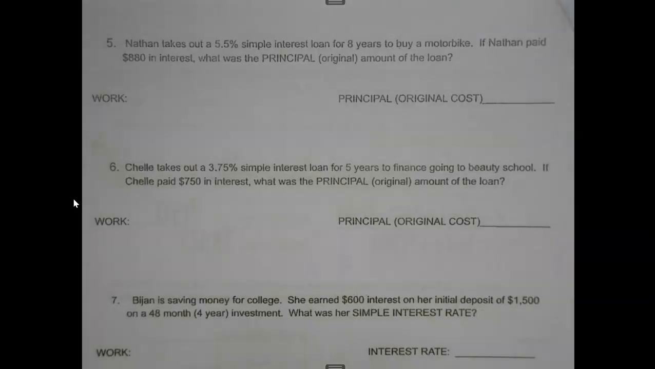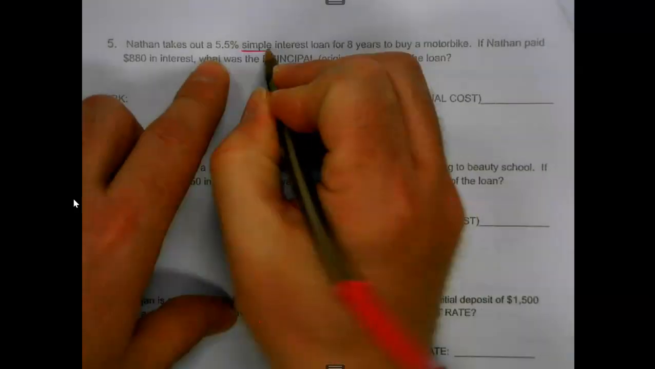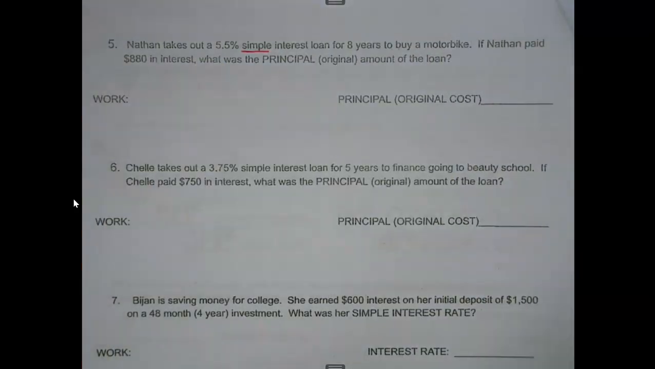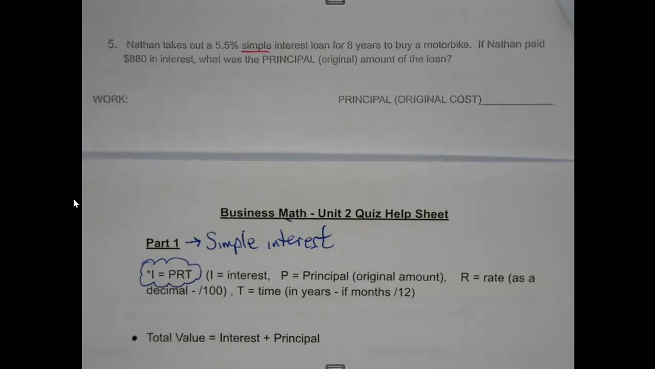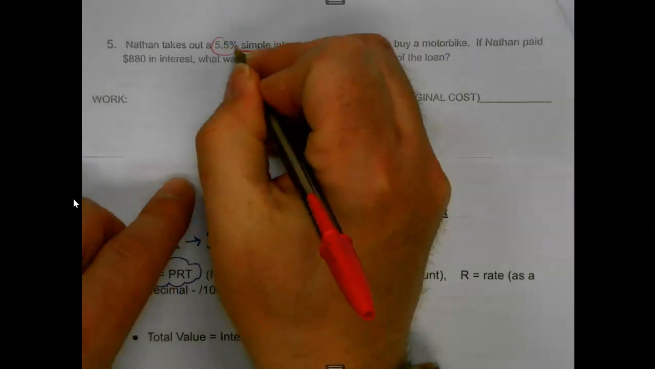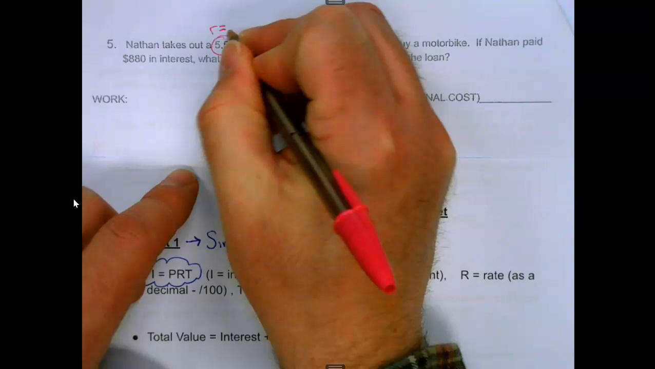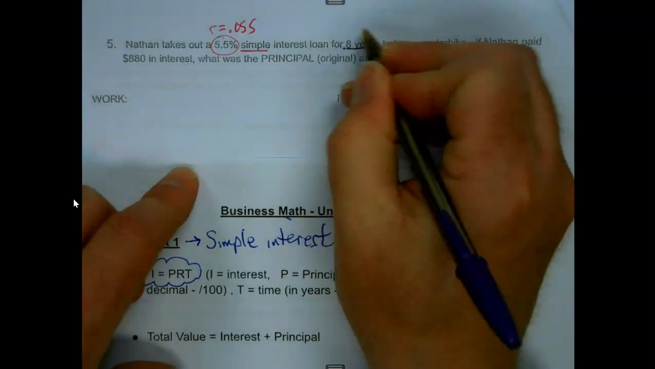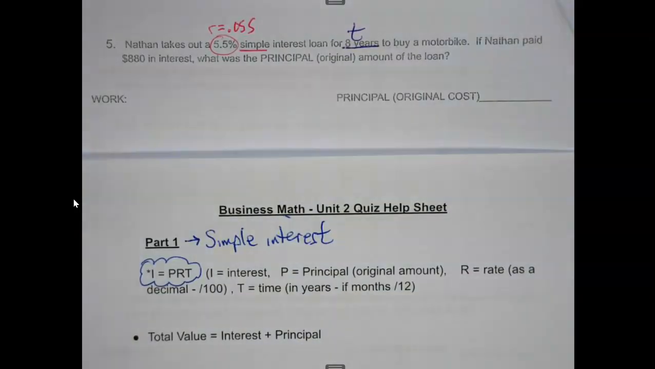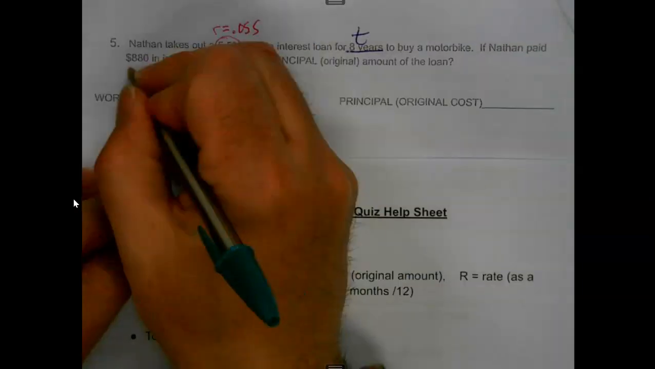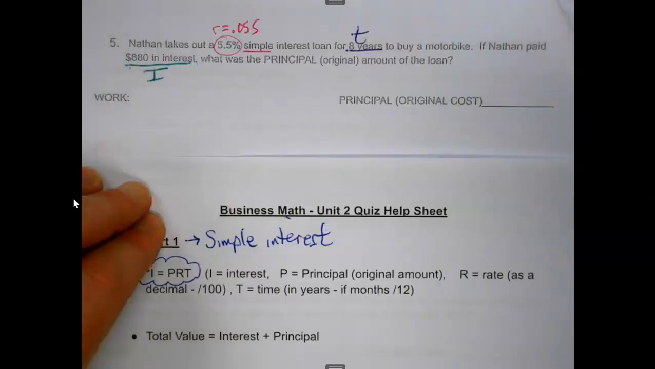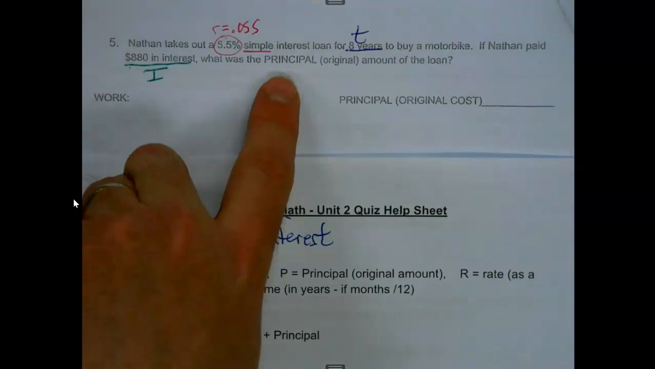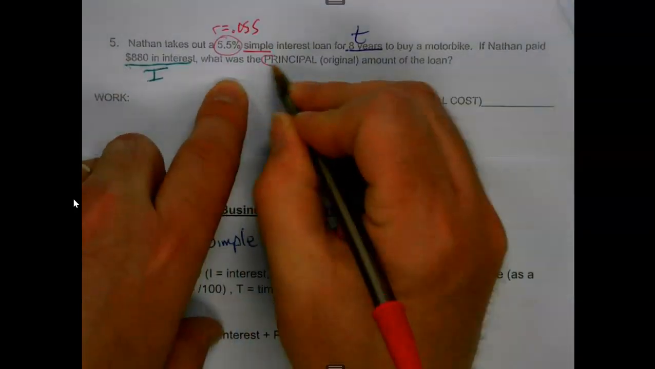So, we keep looking. You're like, Hardy, it's still simple interest. What the heck? But again, the world is changing. So it's still simple. Still I equals PRT. Rate divided by 100. Let the calculator be your buddy. 8 years. Okay, years. There's my time. I'm good. Now, if Nathan paid $880 in interest, what was the principal?